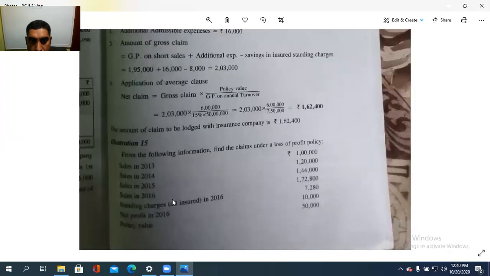Yes, net profit, that is sales. Net profit in 2016 is 10,000 and the insured standing charges are 7,280. So, rate of gross profit: GP rate is equal to net profit plus insured standing charges divided by sales into 100. So net profit is how much? 10,000 plus insured standing charges 7,280, divided by sales, which is how much?